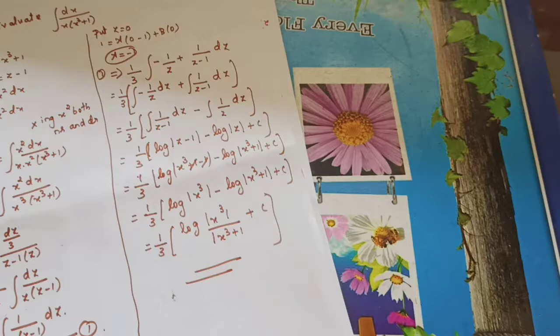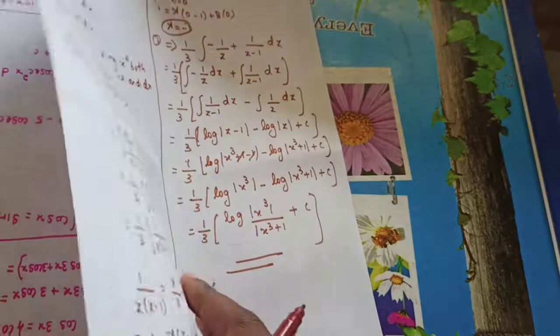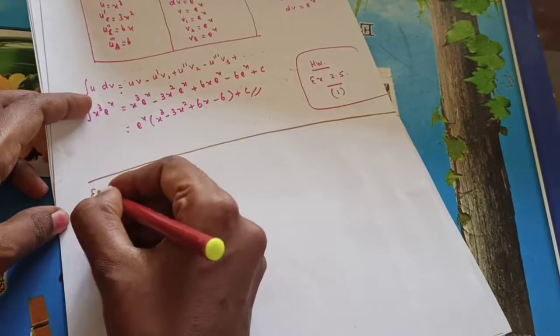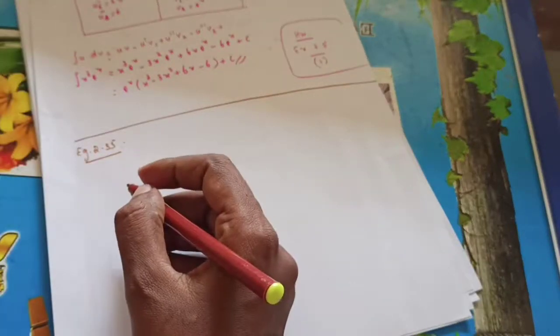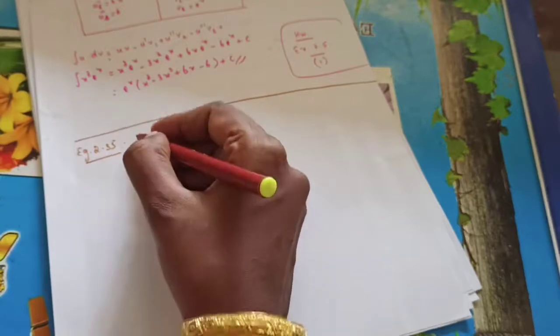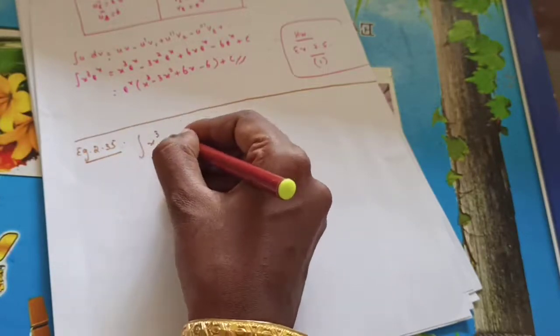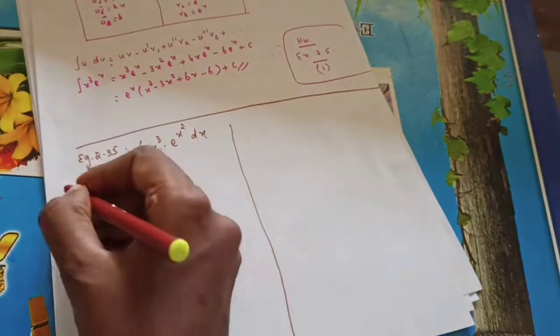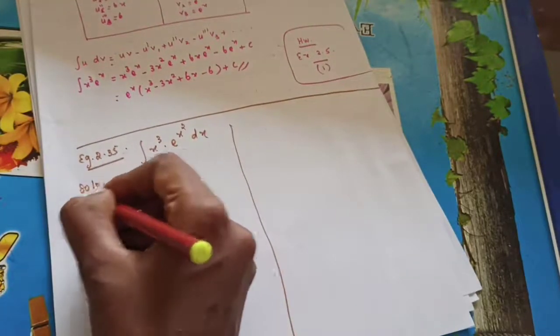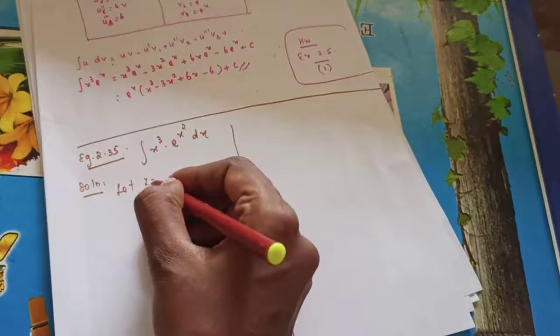Okay, children, one more question we can complete today. So example 2.35: integral of x cube into e power x square dx. Solution. Let us consider, let z is equal to x square.